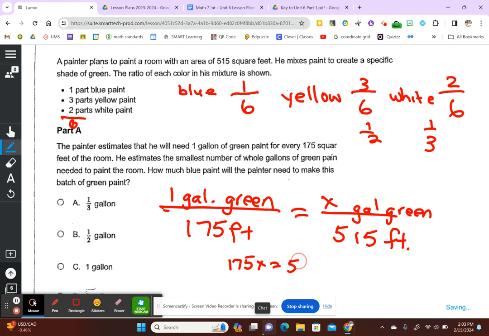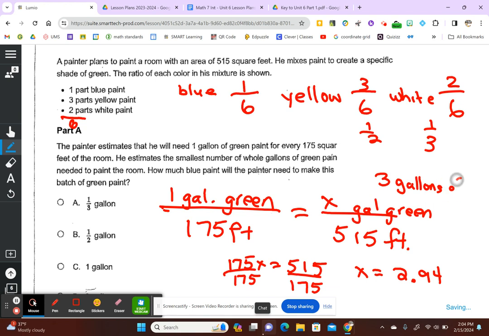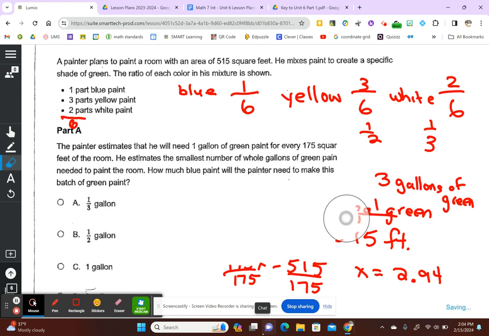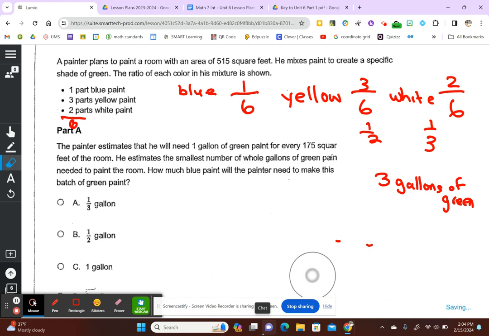So we're going to say 175x equals 515. And this is going to help us figure out how many gallons of green he needs. So I'm going to divide this by 175 and this by 175. And I find out that X is 2.94. So I need 3 gallons of green. Okay, so 3 gallons of green. I can erase that. Now I know I need 3 gallons of green.